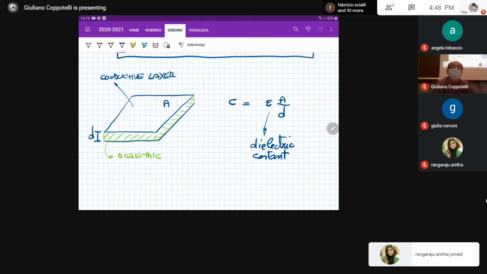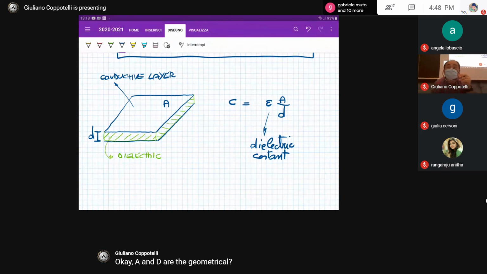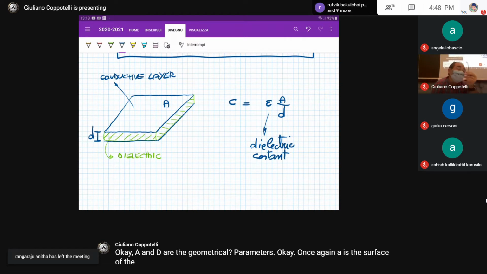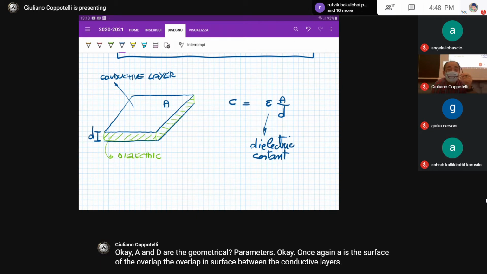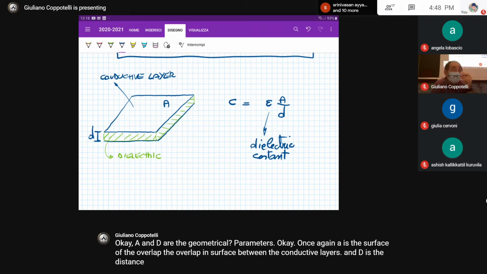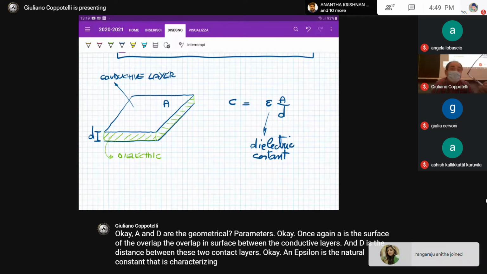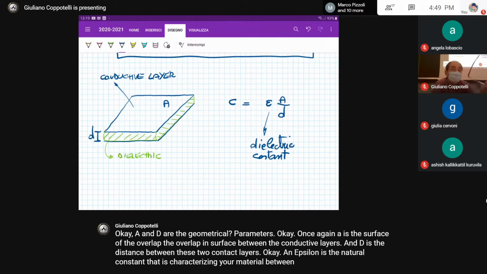Okay, A and D are the geometrical parameters. Once again, A is the overlapping surface between the conductive layers, and D is the distance between these two conductive layers. And epsilon is the dielectric constant that is characterizing your material between the two conductive layers.